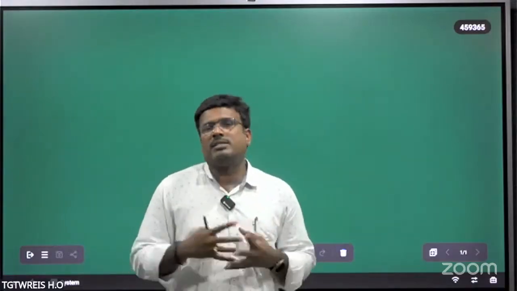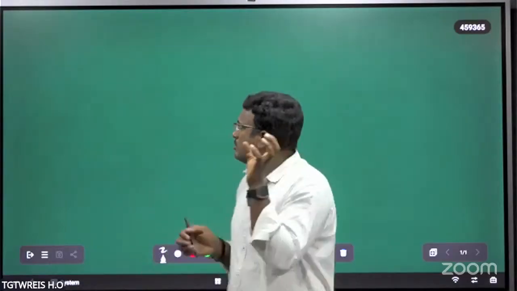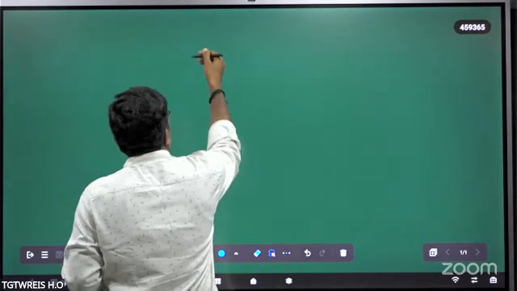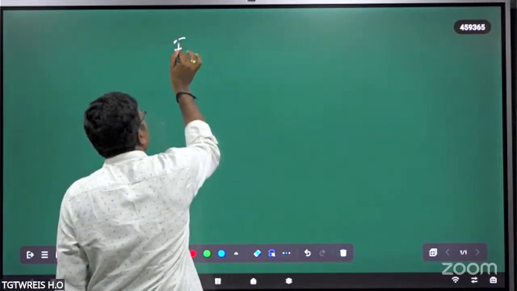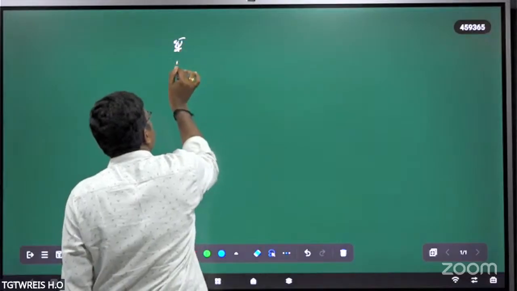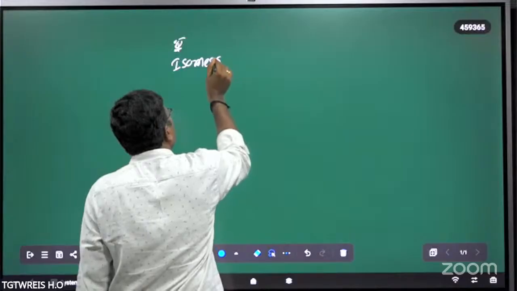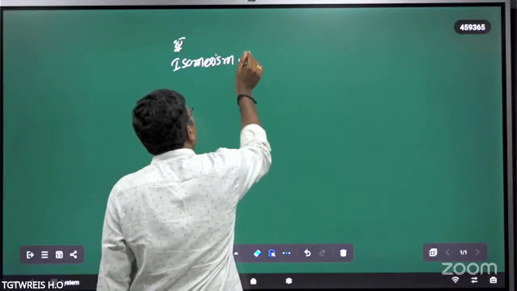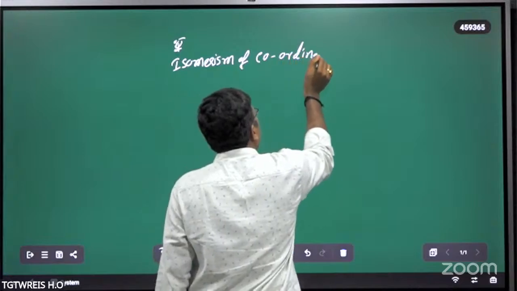Isomerism means the same compound, here in the coordination compounds. Isomerism of coordination compounds, right? Coordination compounds.